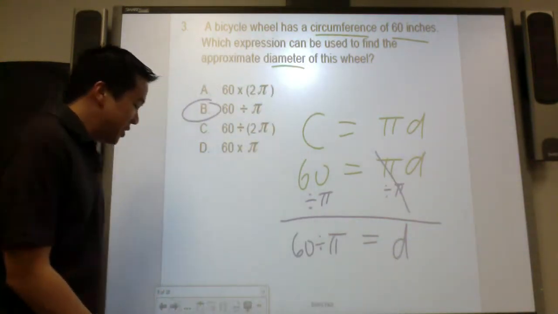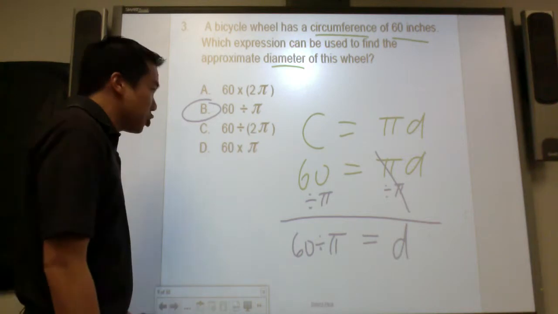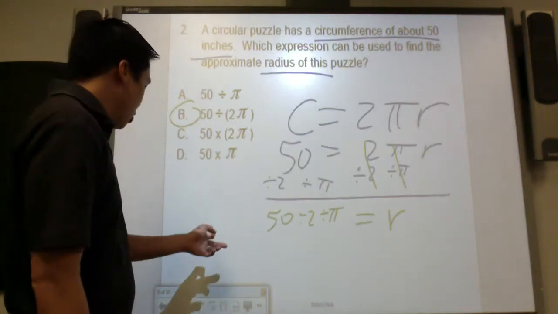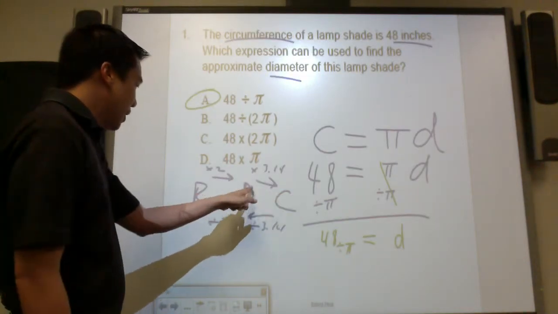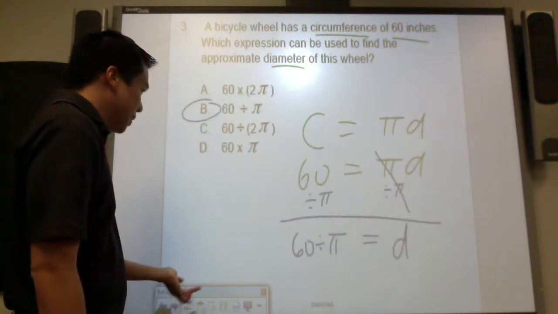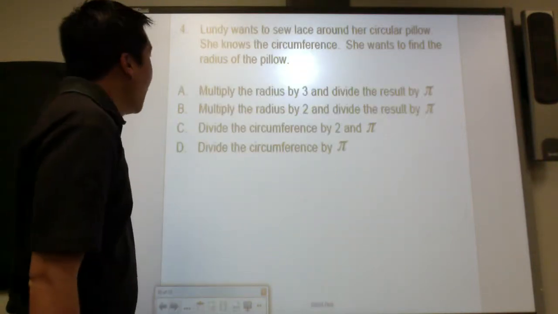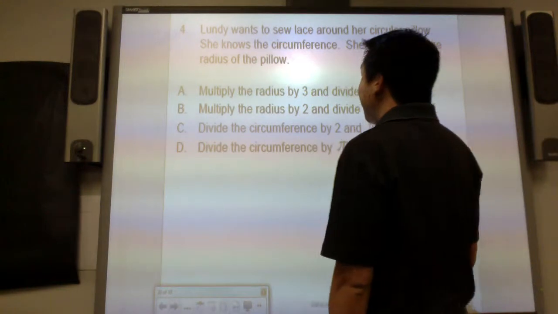Let's go back to RDC if you don't really believe me here. To turn a circumference back to a diameter, you have to break it down by dividing by 3.14. 60 divided by 3.14.